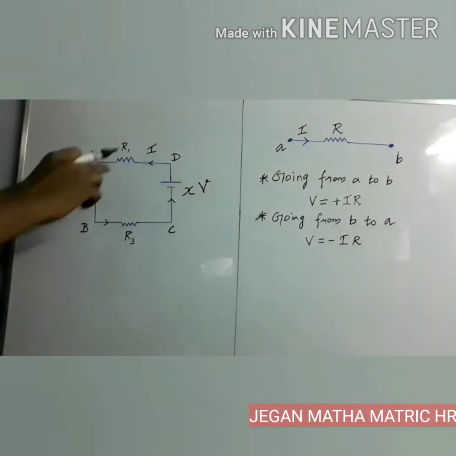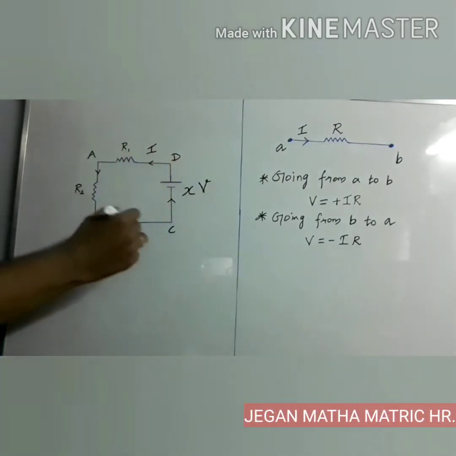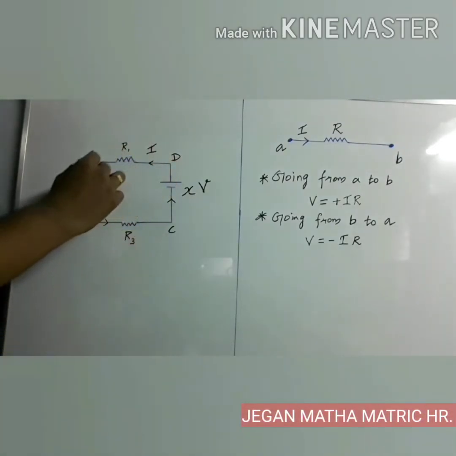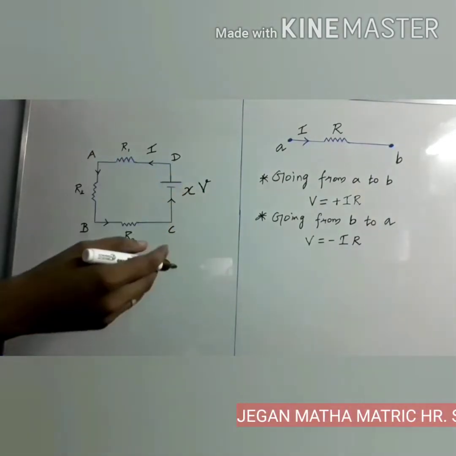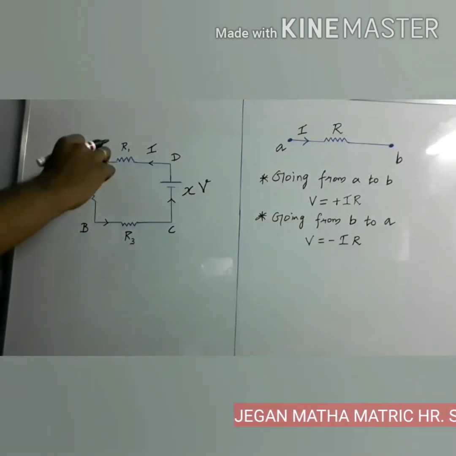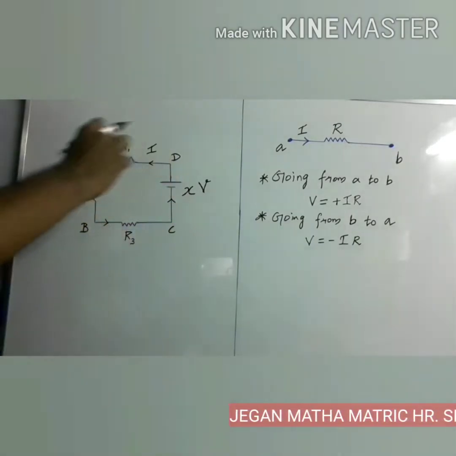Let us consider this closed circuit where we are going to use Kirchhoff's second rule. Current I is flowing through the circuit and R1, R2, R3 are the resistances in the circuit. In each part, 3 resistances are there. Let us take X as the EMF of the cell. We can take the direction of the loop from A, B, C, D in an anti-clockwise direction.